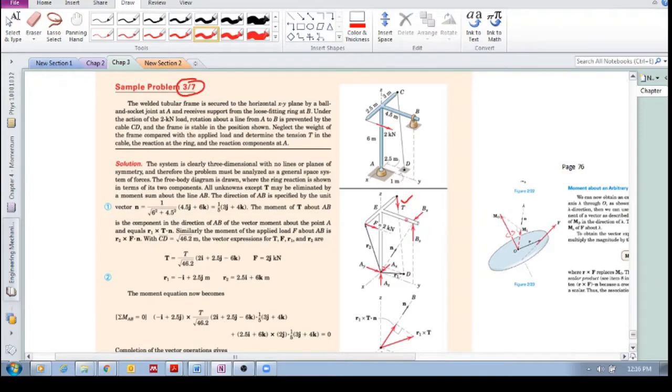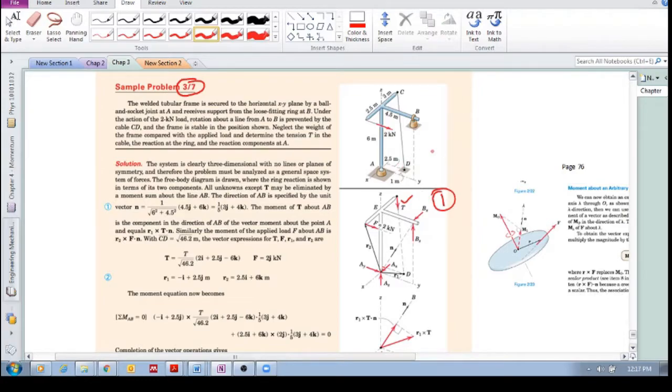Why no force in the Y direction? Because this support doesn't resist motion in the Y direction. That's all we do when we draw a free body diagram: we take away that support and we replace it with forces that it could potentially apply to the structure. Very good. Okay, 1 mark there, or 2 marks.